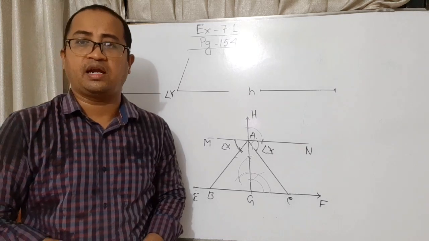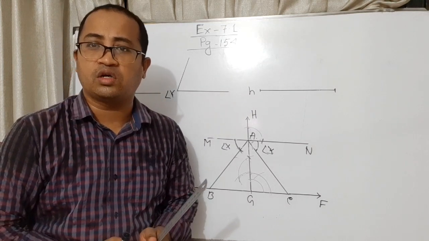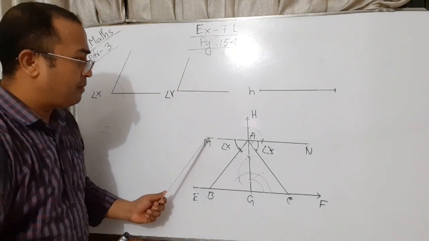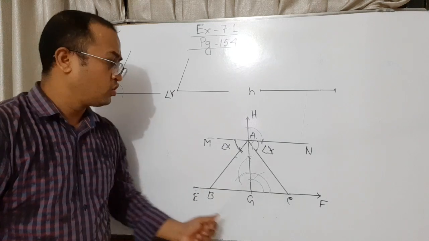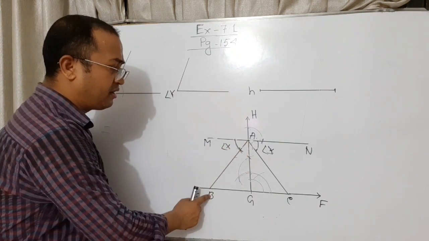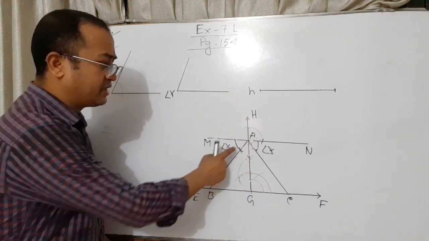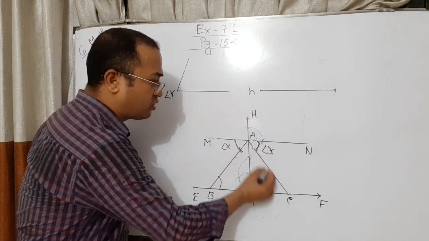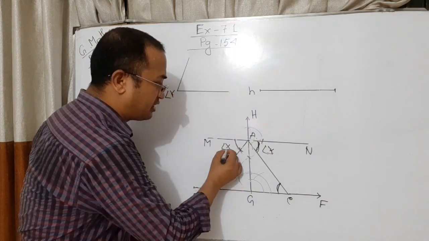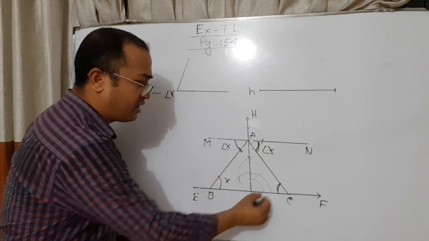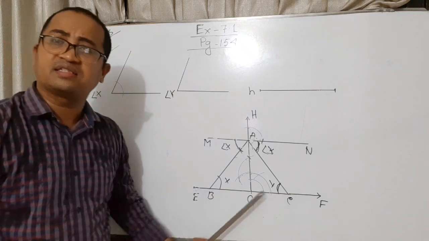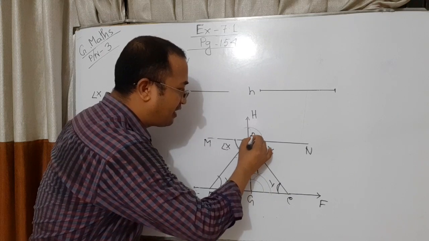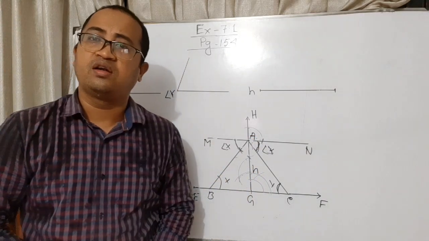is our required triangle. How is ABC our required triangle? I want to show you. Look, here MN is parallel to EA. So angle MAB is equal to angle ABC. These two angles are alternate angles, so these two are equal. Again, these two are alternate angles, so these two are equal. Actually, this is angle X and this is angle Y, the two base adjacent angles, and AS is the height. So ABC is our required triangle.